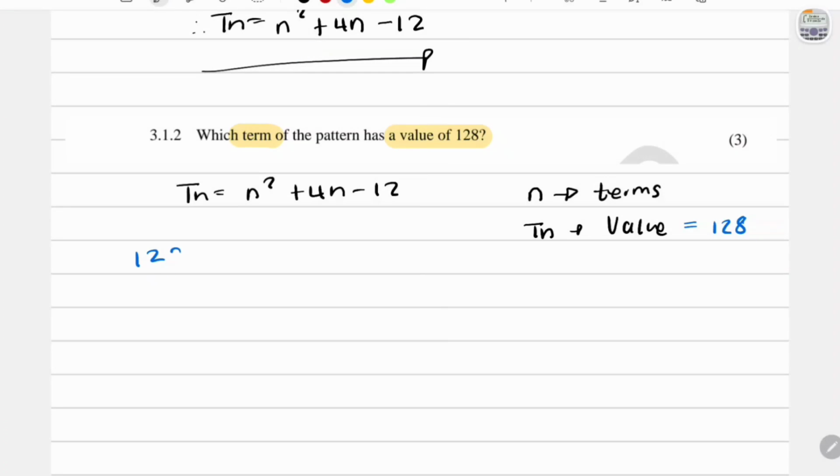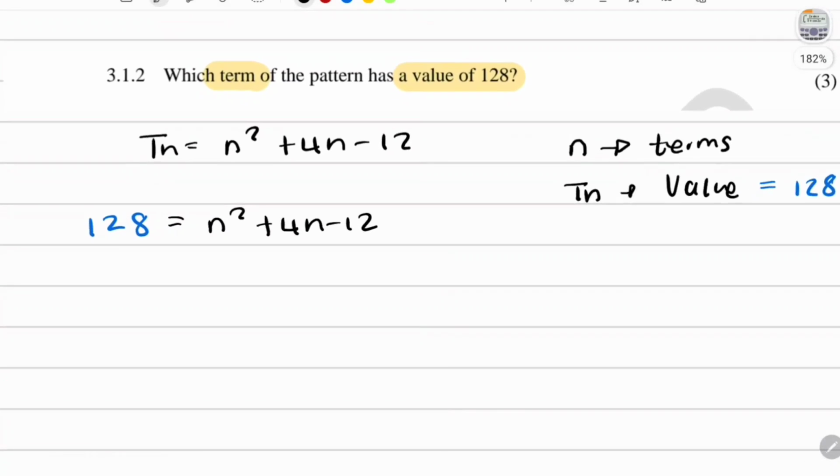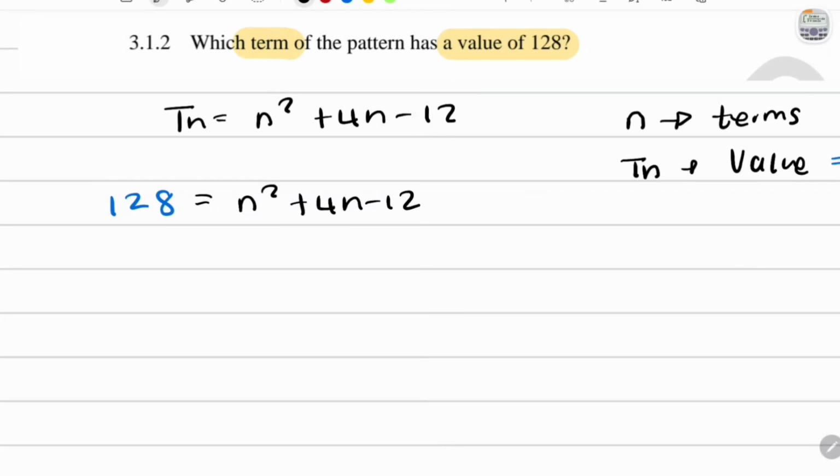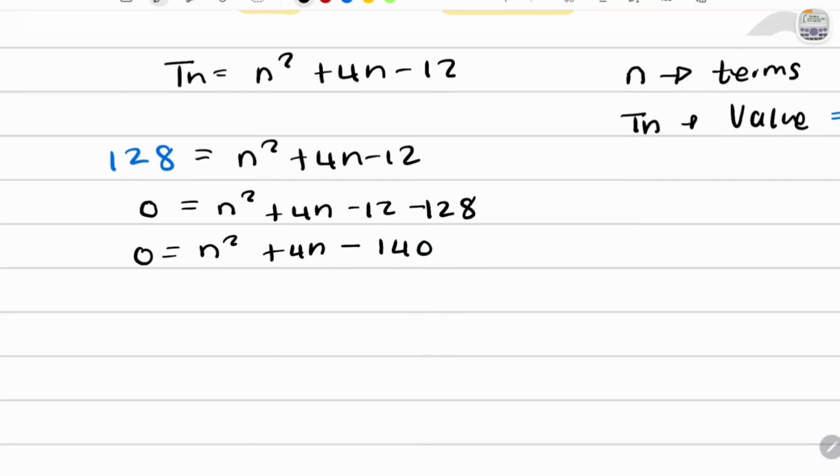And so we'll say 128 is equal to n squared plus 4n minus 12. And then we just have to simplify this. As you can see, you have n squared, you have n, you have a constant. This is a trinomial. So let's go ahead and take 128 over to the right-hand side. So we'll have 0 is equal to n squared plus 4n minus 12 minus 128. Okay, so minus 12 minus 128 is minus 140. So 0 is equal to n squared plus 4n minus 140.